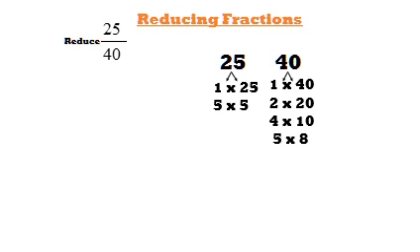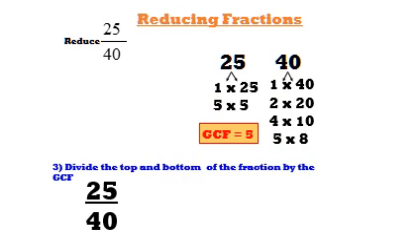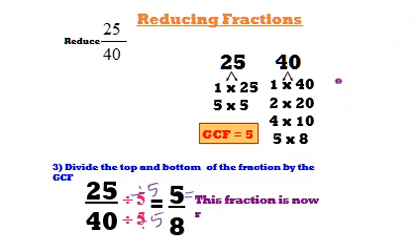Let us try to find the GCF. What do I mean by the GCF? The greatest common factor. The greatest common factor, which is found in both numbers, is 5. After finding the GCF, which is 5, I'm going to divide the top and the bottom of the fraction, the numerator and the denominator, by the GCF. So directly, it's going to give me the irreducible form of this fraction.